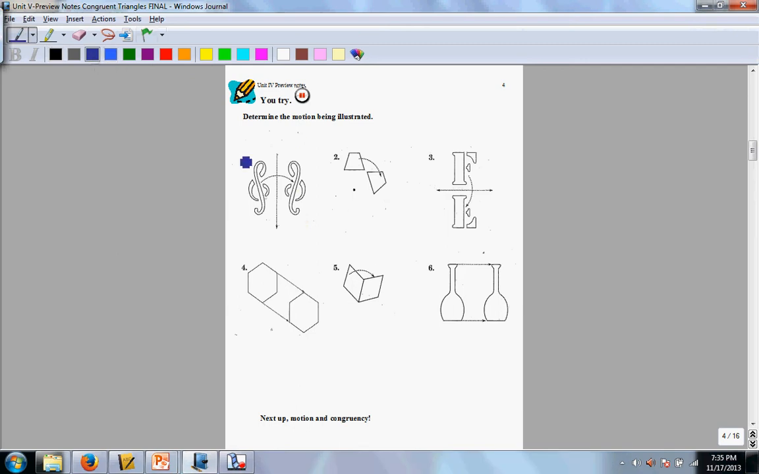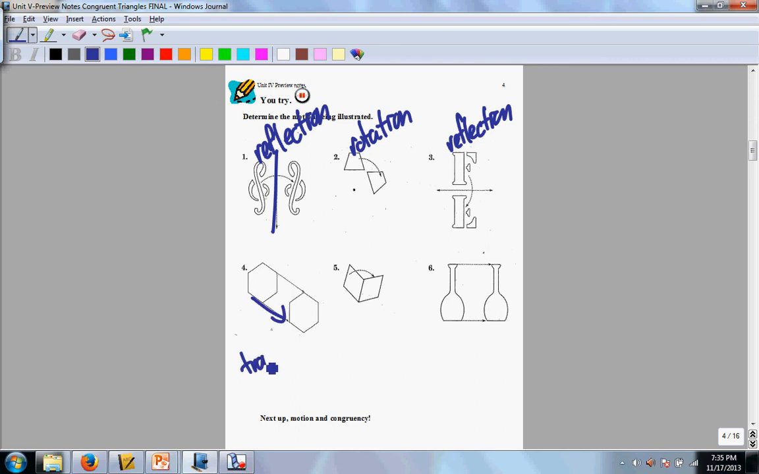Okay, taking a look here. Number 1, that is a mirrored image, so that is a reflection. 2 is a rotation. 3 is a reflection. 4 is a slide, so it is a translation.